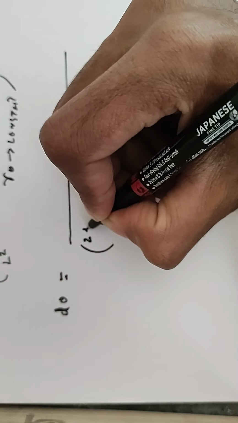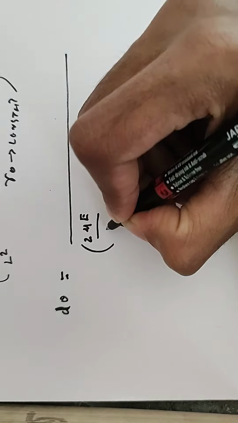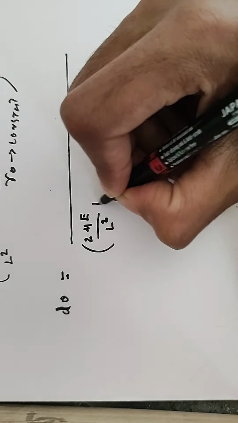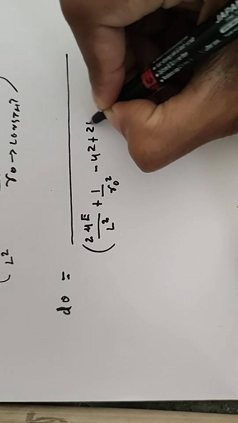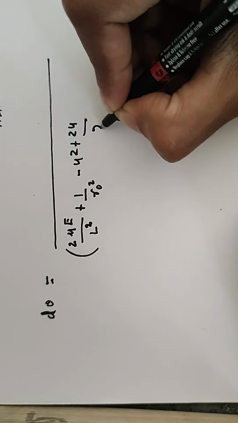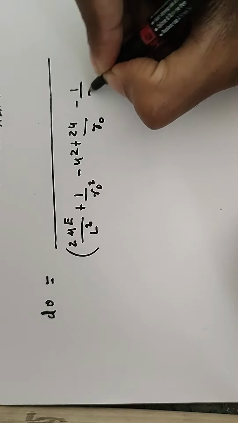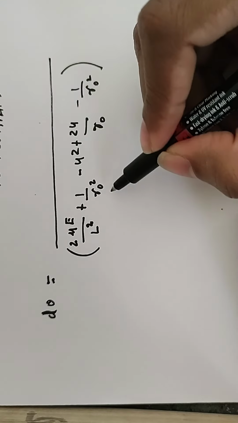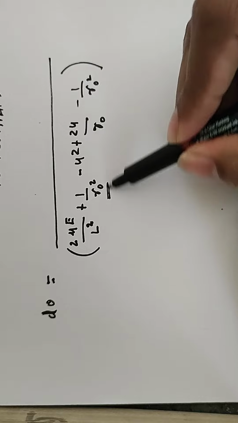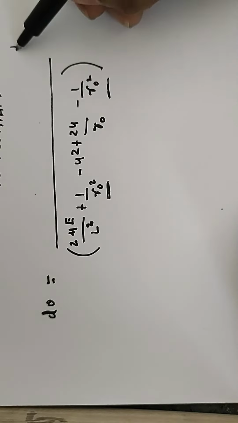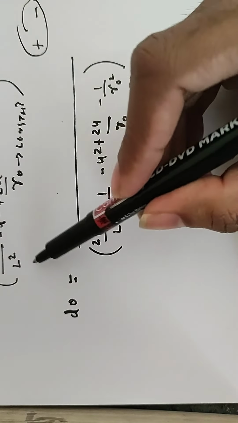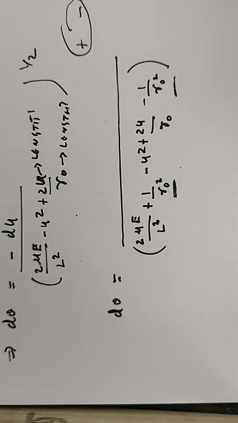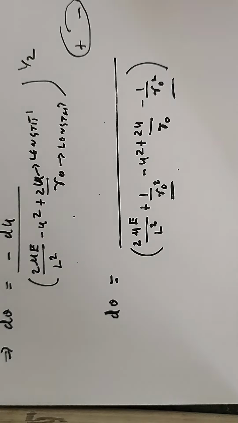2 mu e upon L square plus 1 upon r naught square minus u square plus 2u upon r naught, minus 1 upon r naught square. What I did here is I added a quantity and I subtracted the same quantity, so that our initial equation is intact. All right, this is some kind of a manipulation.